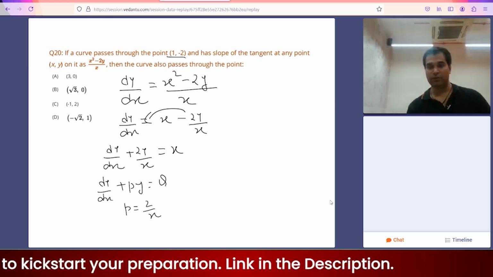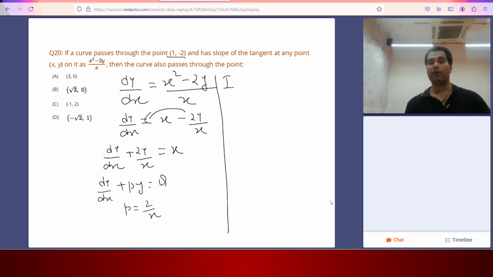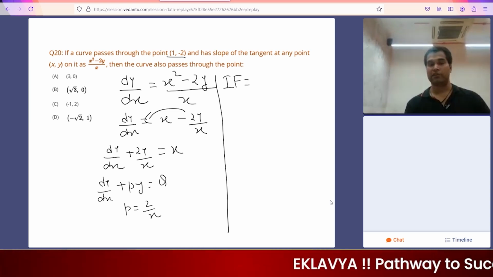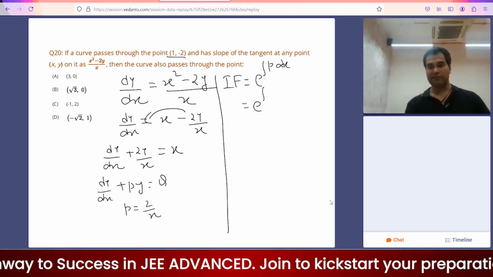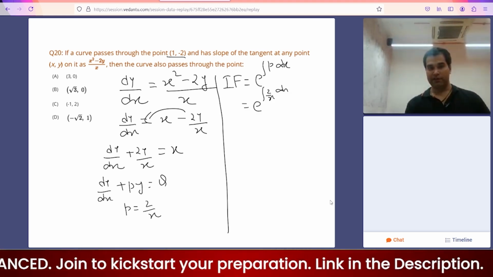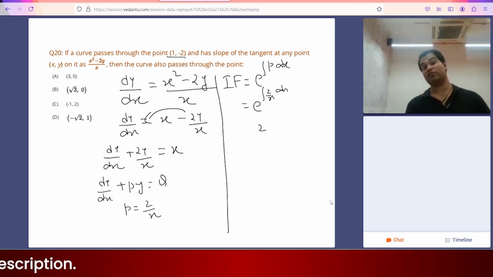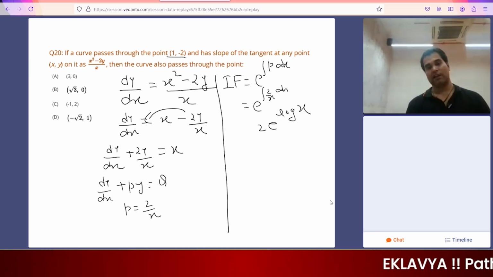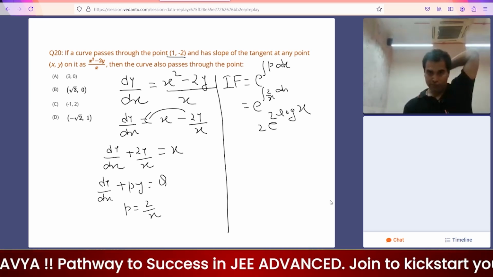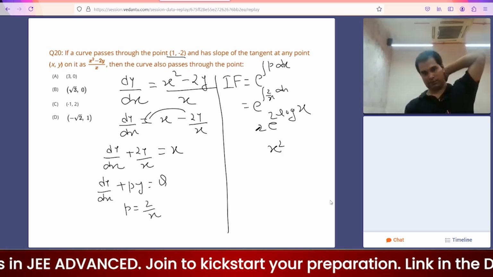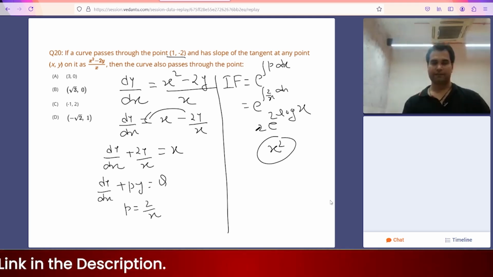Here p is 2 by x, and this differential equation is in the form of a linear differential equation. We will find the integrating factor, means e to the power of integral p dx, means e to the power of integral 2 by x into dx, 2 as a constant, integration of 1 by x is log x, e to the power of 2 log x, and here the IF is x square because e to the power log x is x.